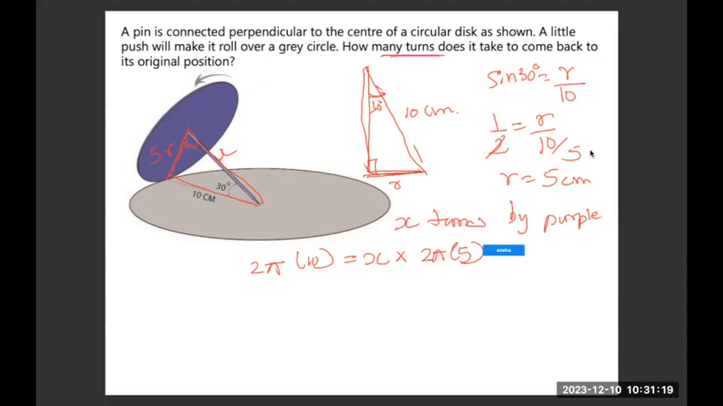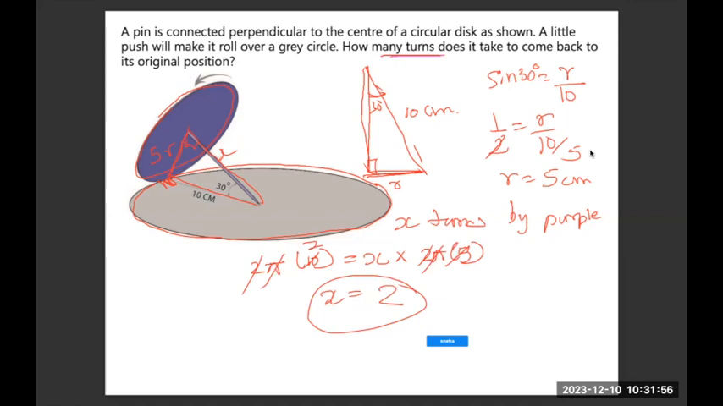When we write it here like this, what it means is 2 pi r is the length taken by the purple circle from the starting position, which is the total length, the circumference of the gray circle, is equal to x multiplied by the circumference of the purple circle, 2 pi r. So this will equate, and turns will be equal to 2. Total number of turns that the purple circle will take will be equal to 2.